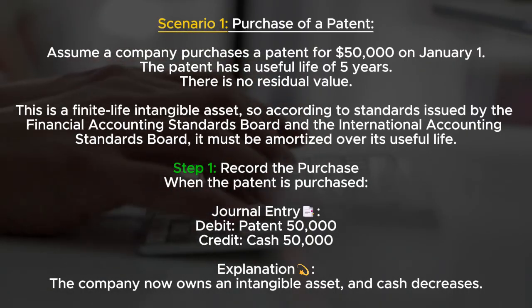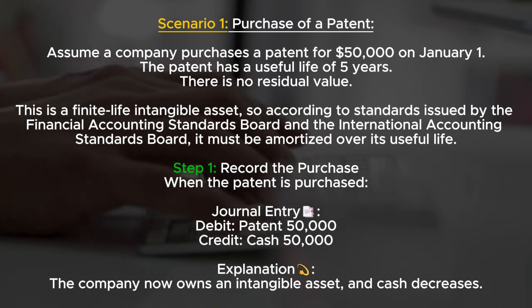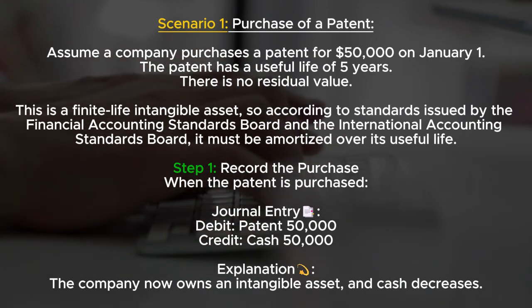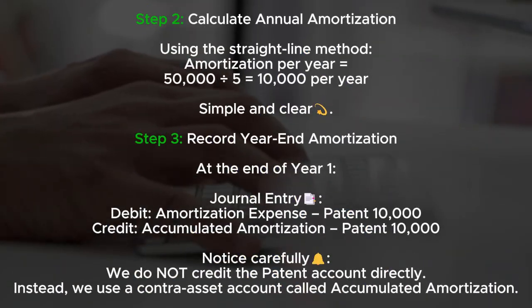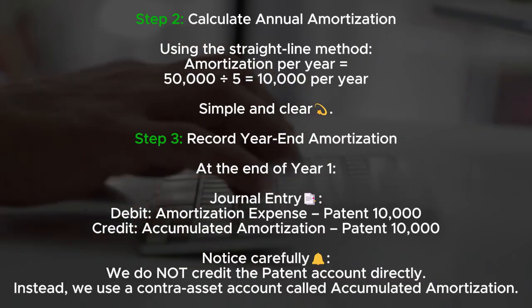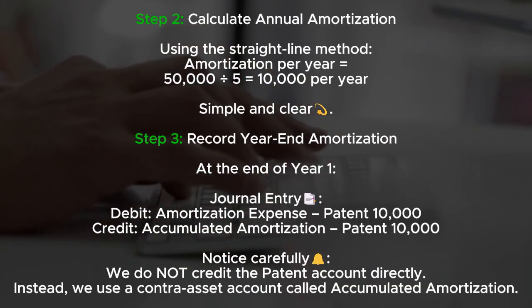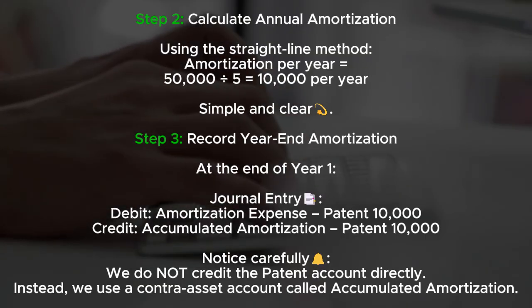Step 1. Record the purchase. When the patent is purchased, journal entry: debit patent $50,000, credit cash $50,000. Explanation: the company now owns an intangible asset, and cash decreases. Step 2. Calculate annual amortization. Using the straight line method, amortization per year equals 50,000 divided by 5, which is equal to 10,000 per year. Simple and clear.